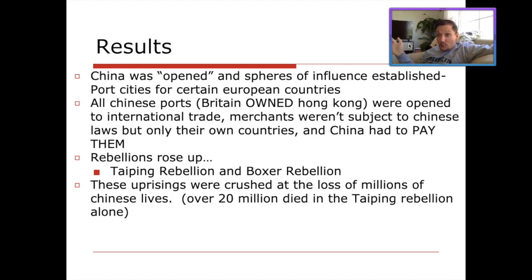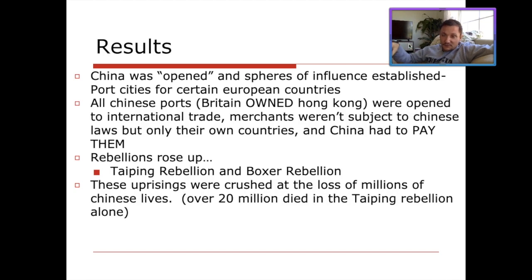China was going to be opened after the losses of these Opium Wars, and spheres of influence are going to be established. Now, what I mean by opened is China now had to allow Western traders to come in and sell whatever they wanted, and they were officially opened up to the rest of the world.